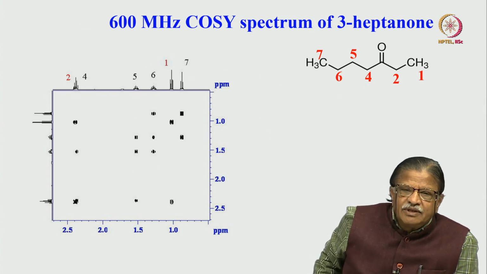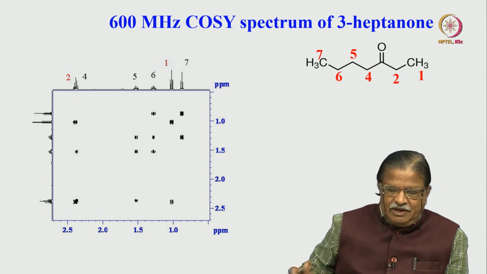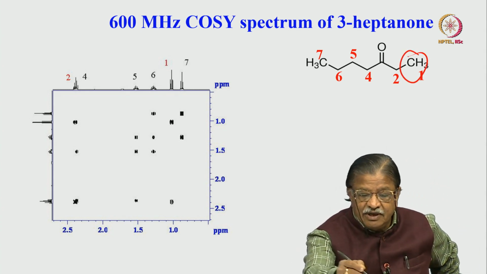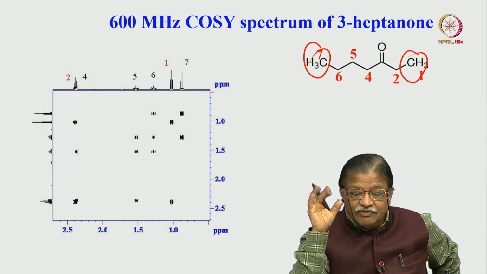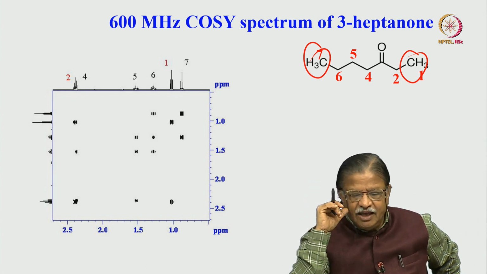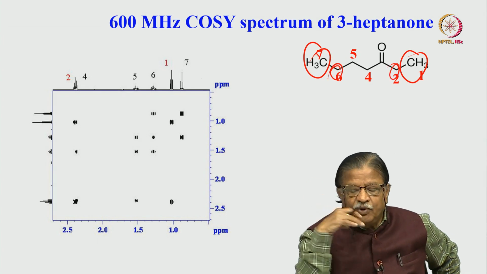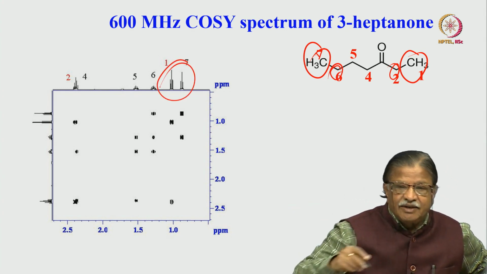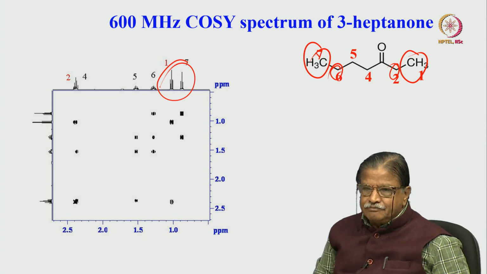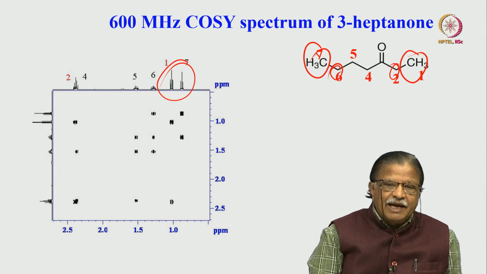Now, where do we start with to assign? As always, start with one where you are confident of assignment. I would say these two CH3s come at the high field. True. And then both of them are triplets. Why? This CH3 is coupled to CH2, this CH3 is coupled to CH2. So, both the CH3s are triplets. So, obviously, we can see both are triplets here. So, I can start with one of them. I do not know which is which. We will make an assignment.